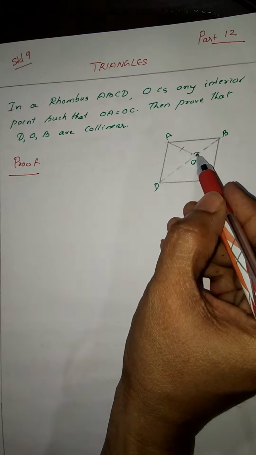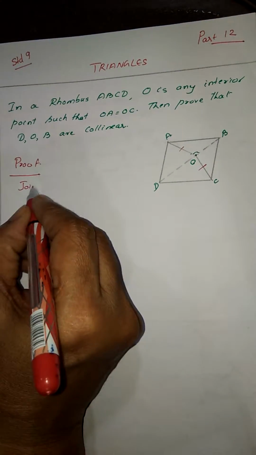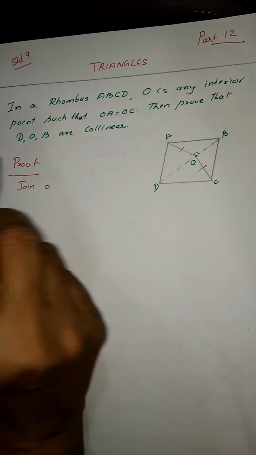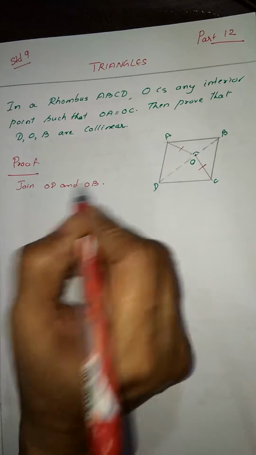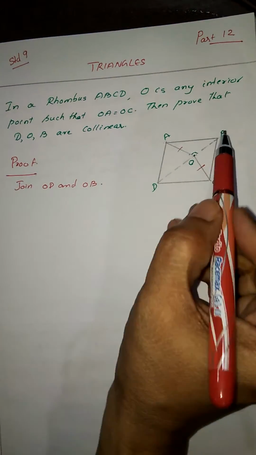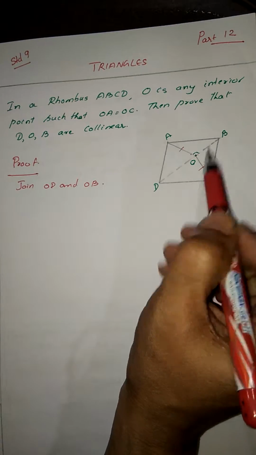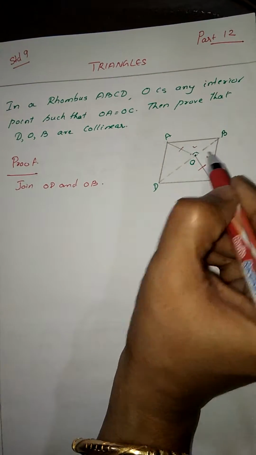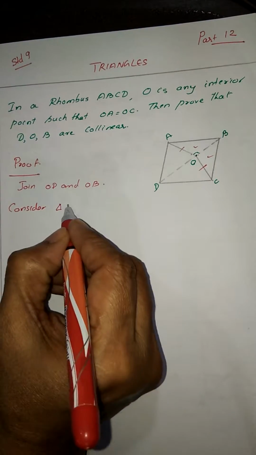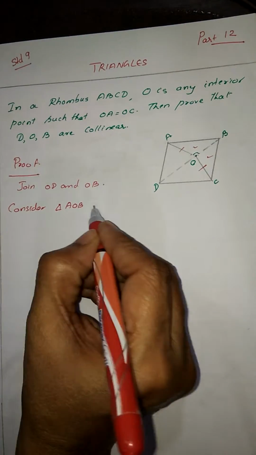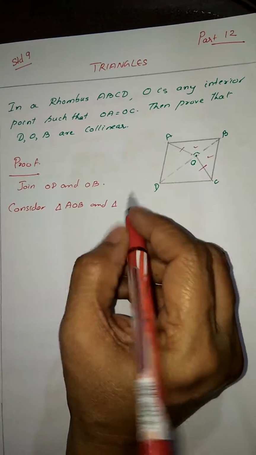So now we'll join OD and OB. Now let us consider the triangle AOB and COB. These two triangles we will consider: triangle AOB and triangle BOC.